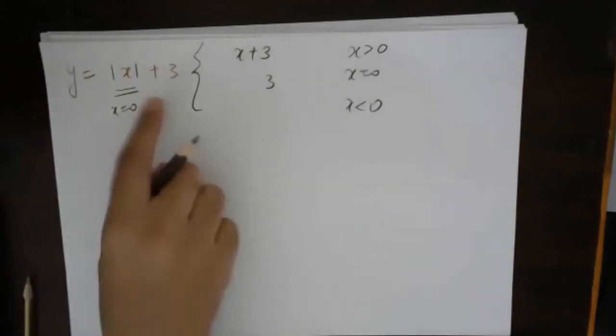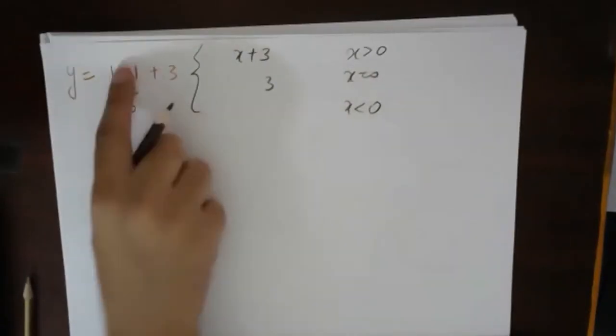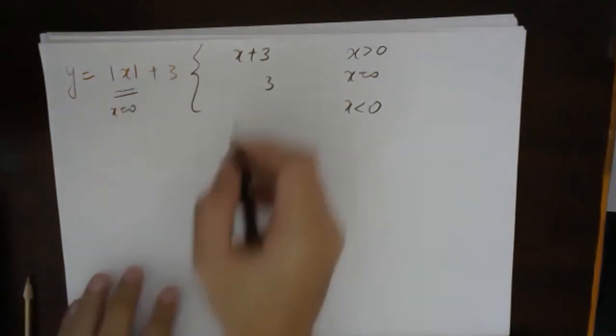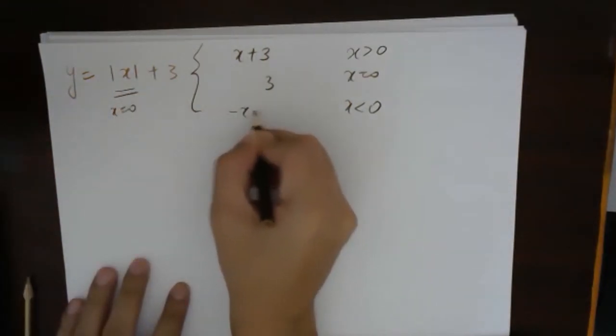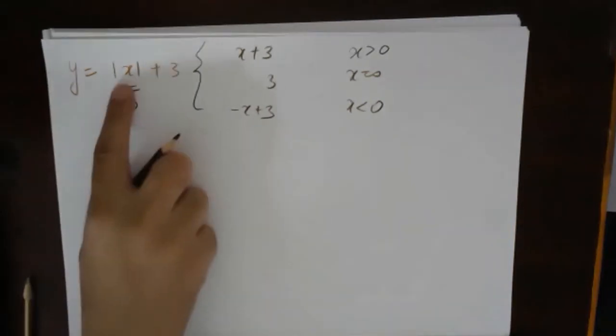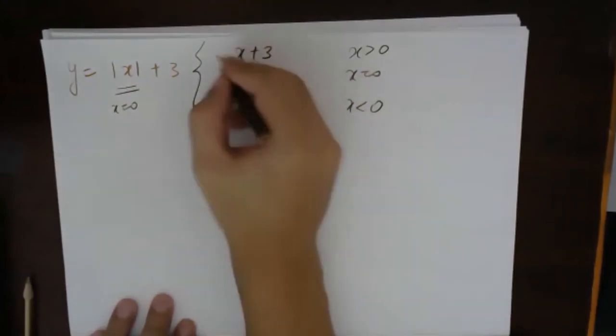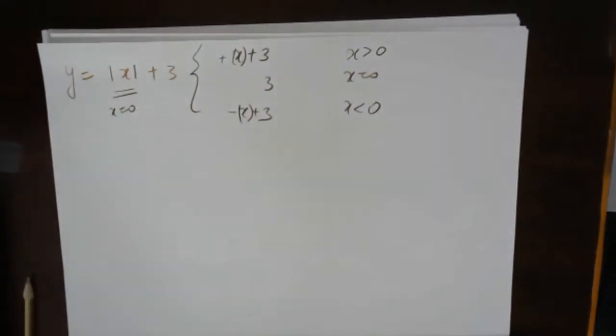And for x less than 0, no matter what value of x you take, this modulus will open with a negative sign. So this will become minus x plus 3. When I am removing this mod, it will become plus in one case and minus in the other. Now the next part is, yes, correct. Very good.